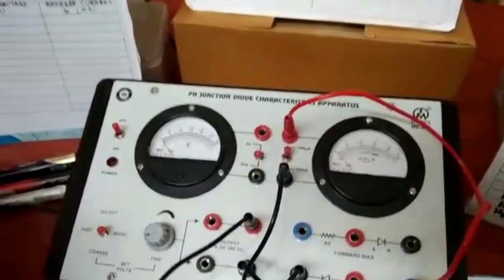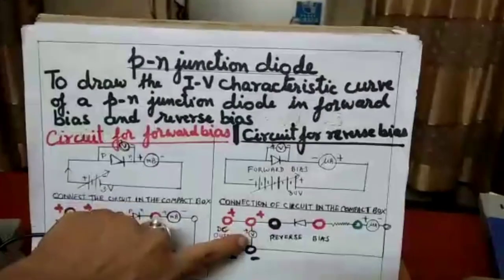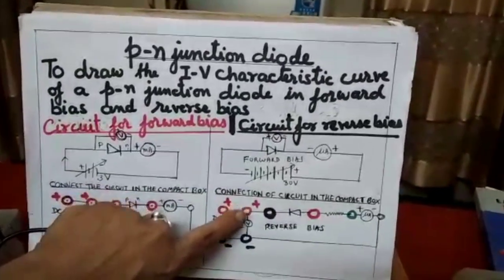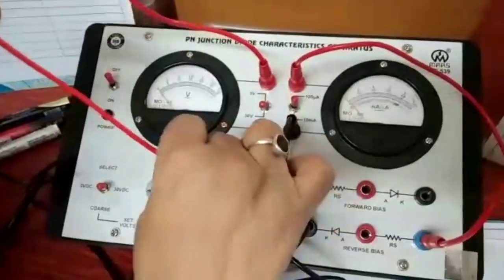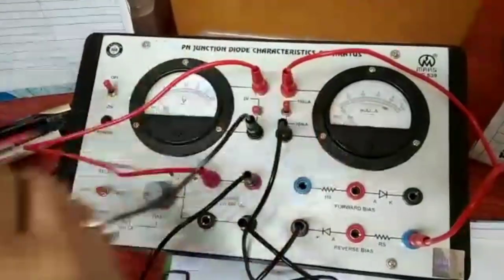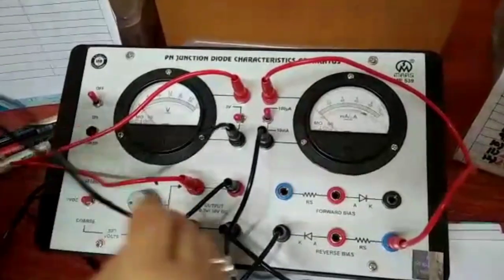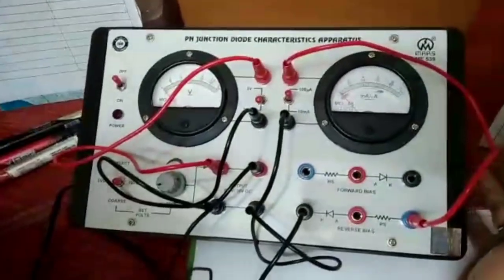Now taking the voltmeter in parallel, you can see the positive of the voltmeter is connected to the positive, and the negative of the voltmeter is connected to the negative. The red positive of the voltmeter is connected to the positive of the battery, and the negative of the voltmeter is connected to the negative of the battery. So according to the circuit diagram, we have connected for the reverse voltage.